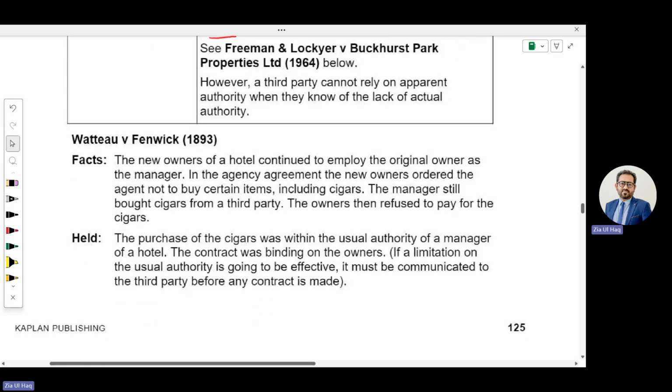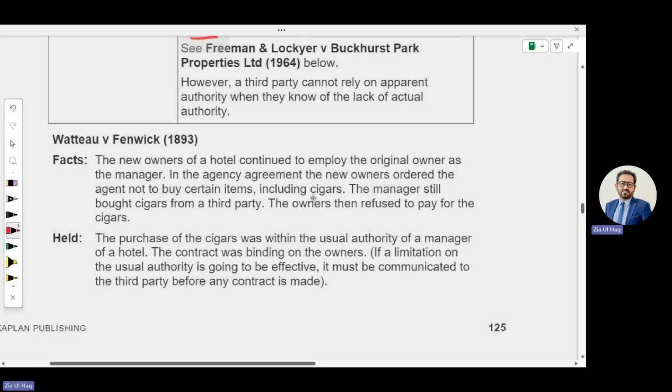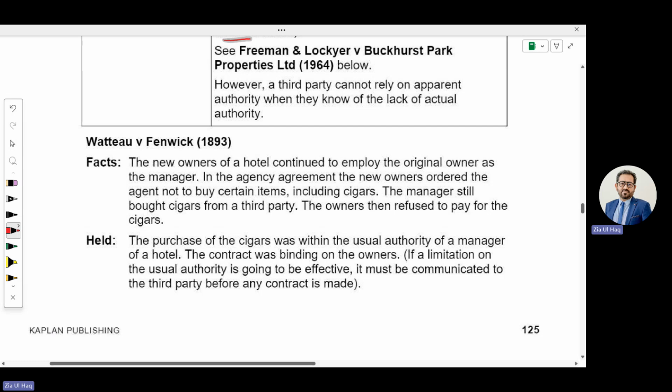The case of Summers versus Family. The new owners of a hotel continued to employ the original owner as the manager. In the agency agreement, the new owner ordered the agent not to buy certain items, including cigars. The manager still bought cigars from a third party. The owner then refused to pay for the cigars.